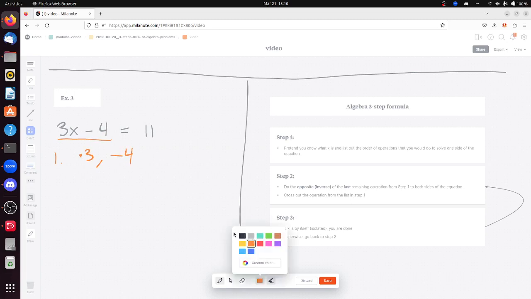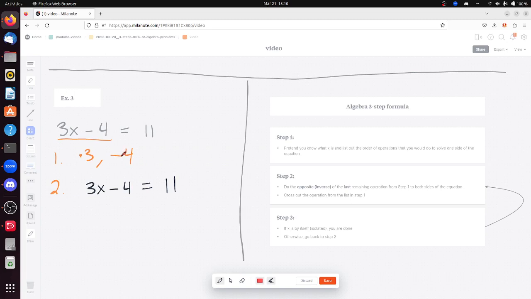That's step 1. Step 2 is, remember, to do the opposite to both sides, starting at the end. So we always start at the end of the list, because algebra is about doing the opposite of arithmetic over and over in order to solve the equation, to get x by itself. So here we see the final operation is subtracting 4.